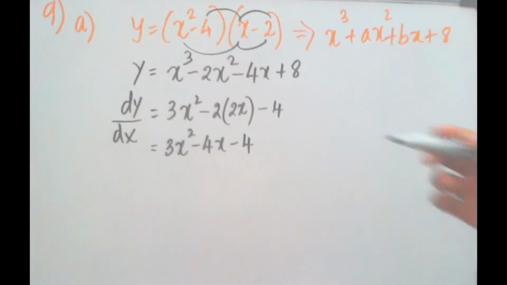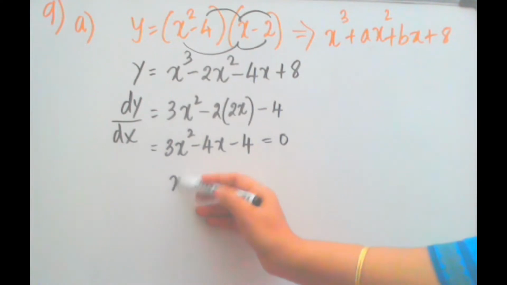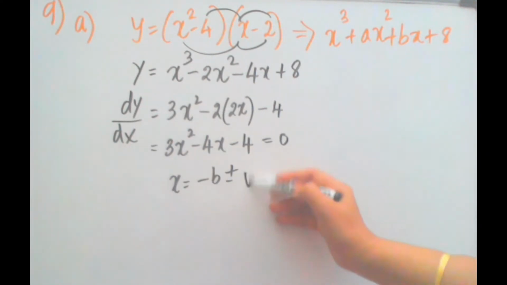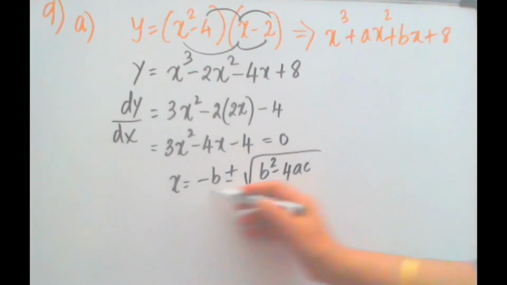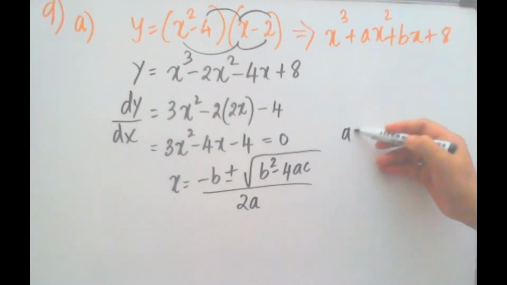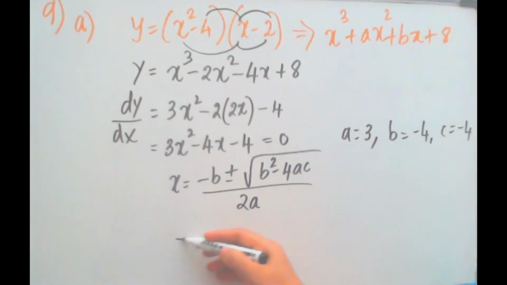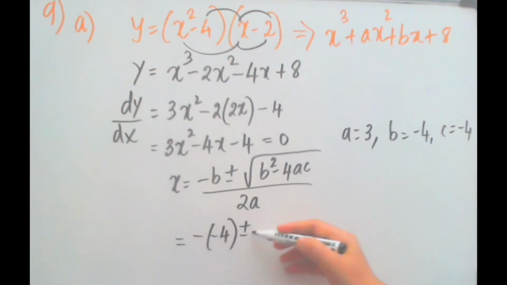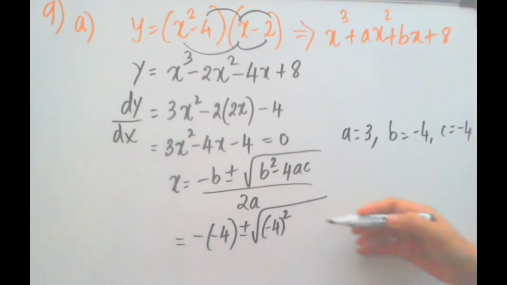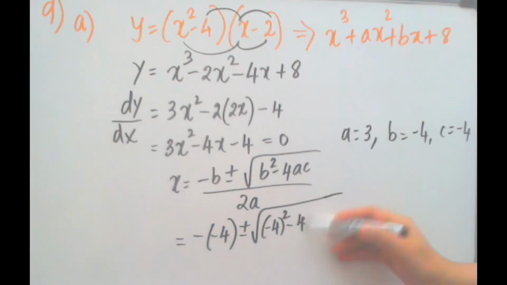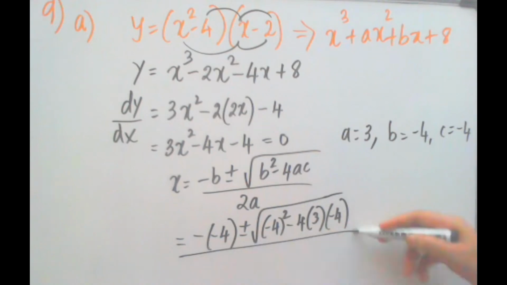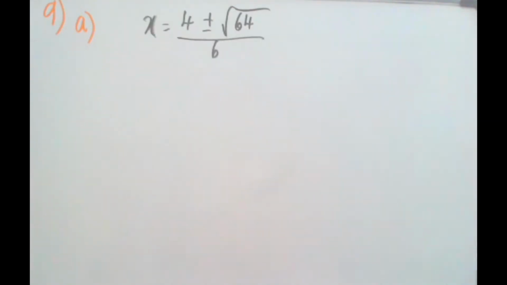So as we discussed earlier, the stationary points are found by equating the dy by dx expression to 0. So we will find the x value. x is equal to, by using the formula, minus b plus or minus square root of b square minus 4ac, divided by 2a. What are a and b and c? a is 3, the coefficient of x square, b is negative 4, the coefficient of x, and c is negative 4. Let us substitute: minus b plus or minus square root of b square minus 4 into a into c, divided by 2a. So this is what it simplifies to.